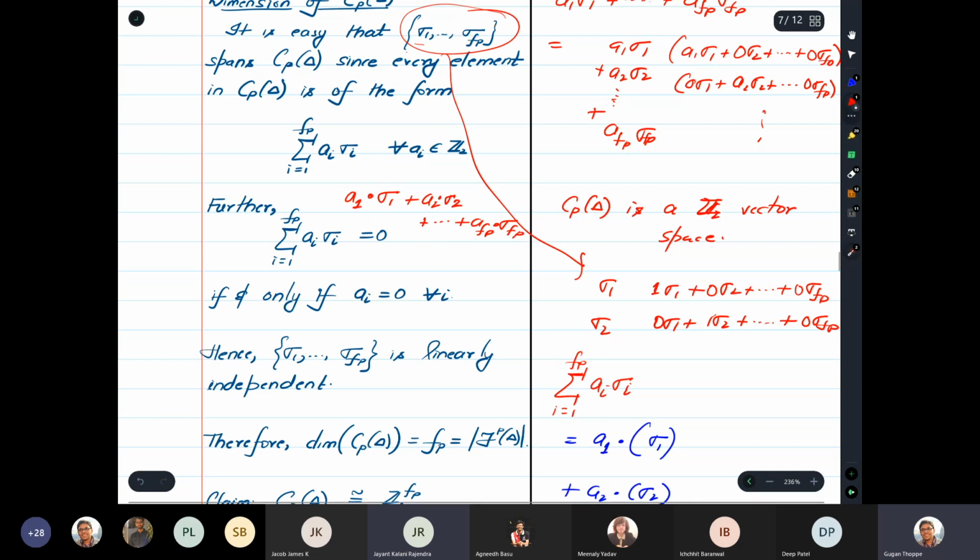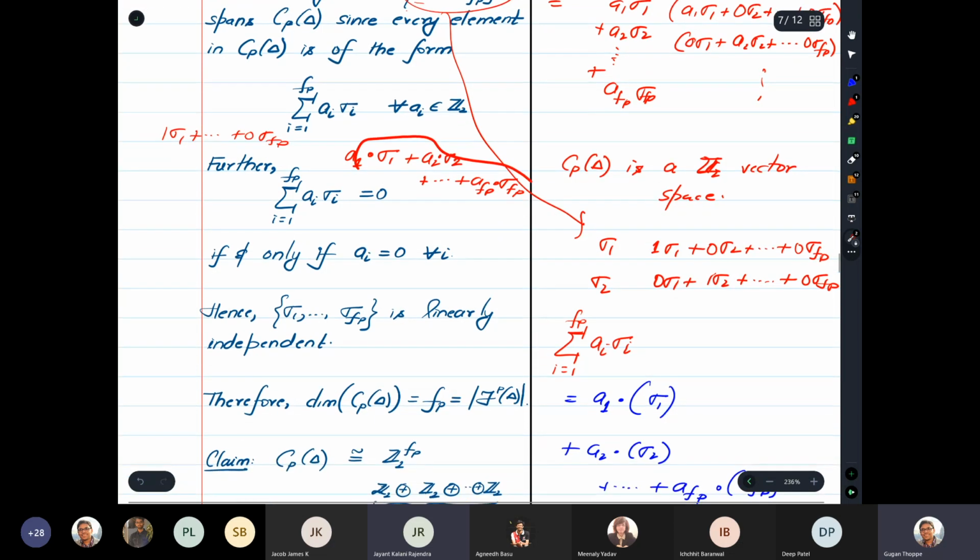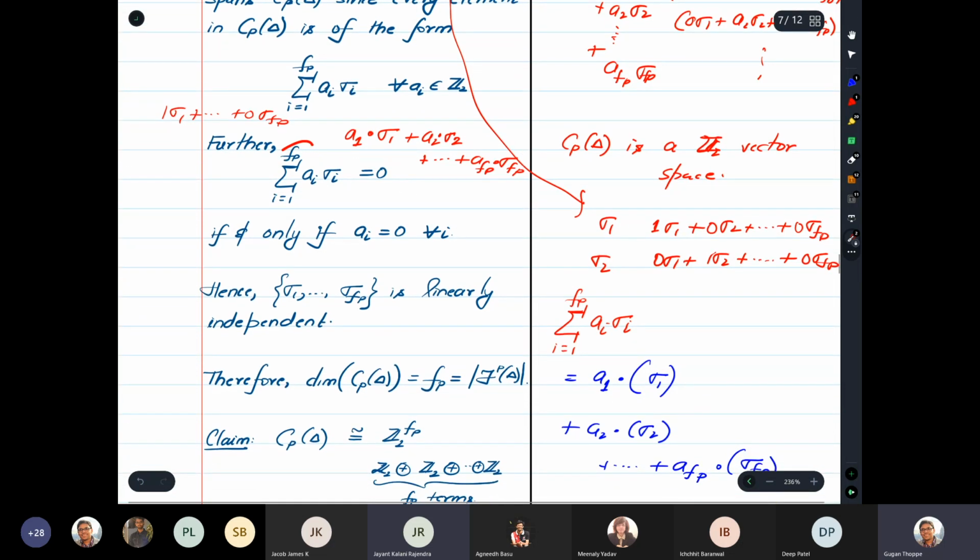So this sigma 1, recall, is 1 sigma 1 plus and so on plus 0 sigma fp, and so on. So you can see that this is a p chain, this is a p chain, and I'm taking a linear combination of these p chains and setting it to be 0. Is this okay? And so what is this 0? This 0 is 0 sigma 1 plus all the way up till 0 sigma fp, right?